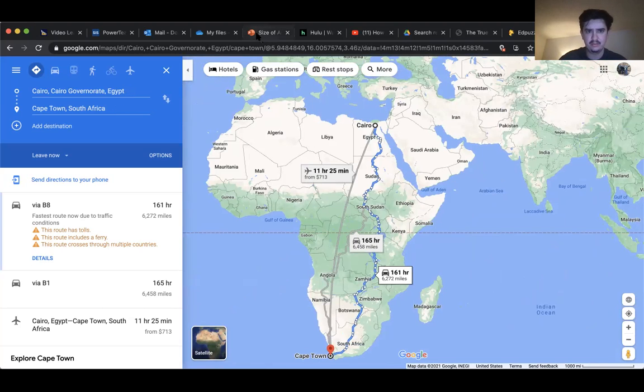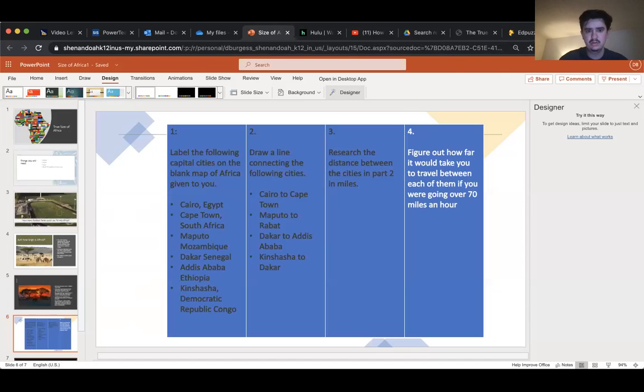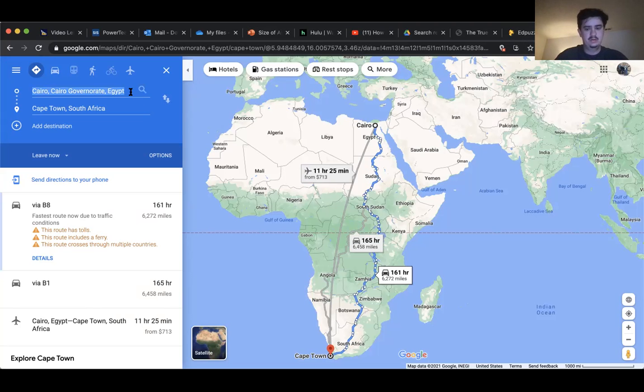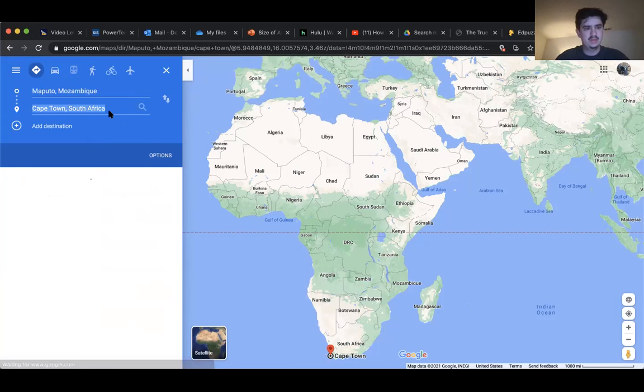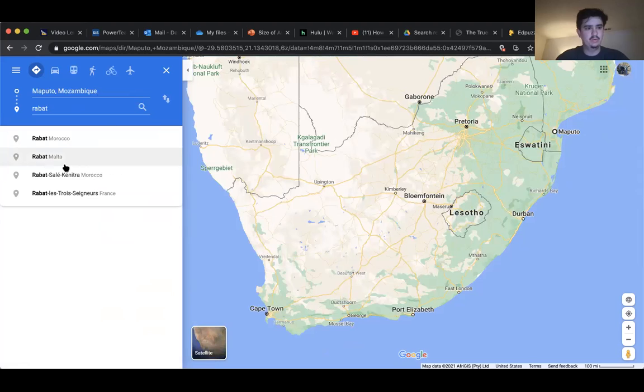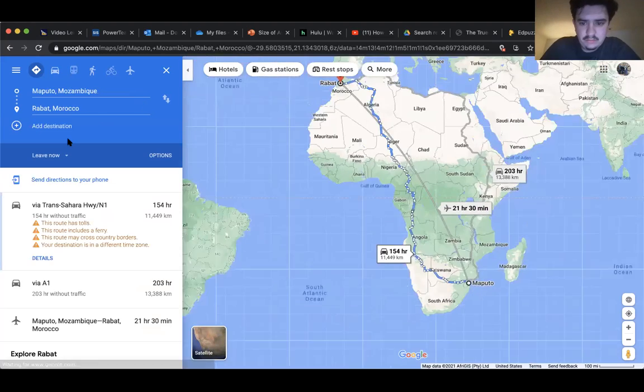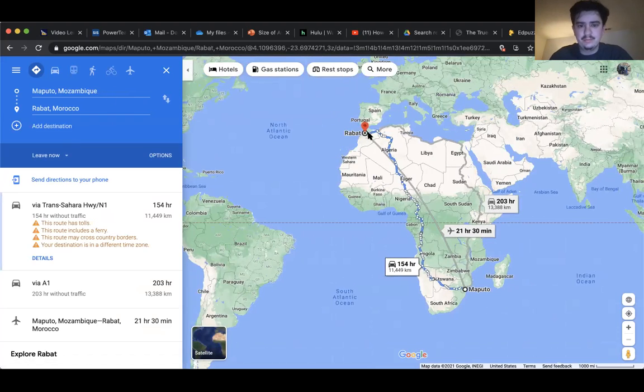Now, I believe the other one was Maputo to Rabat. Maputo, Mozambique to Rabat, Morocco. Okay, so the next one is this one right here. From Rabat, Morocco up here, all the way down to Maputo, Mozambique. If I look at this one, it is just over 7,000 miles from Morocco up here to Mozambique down here.